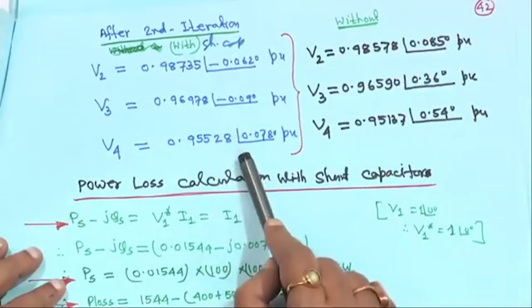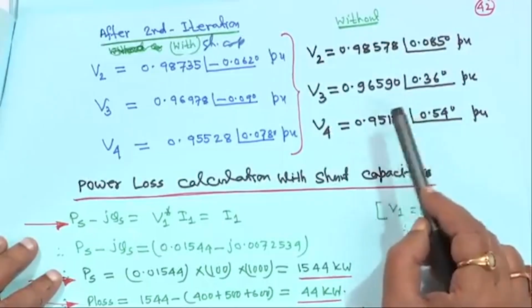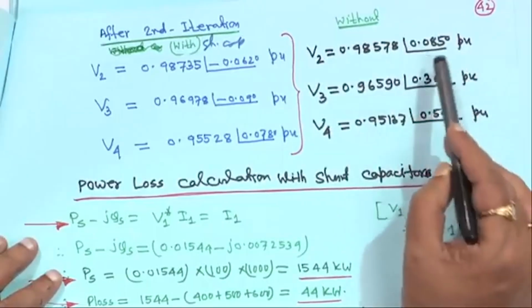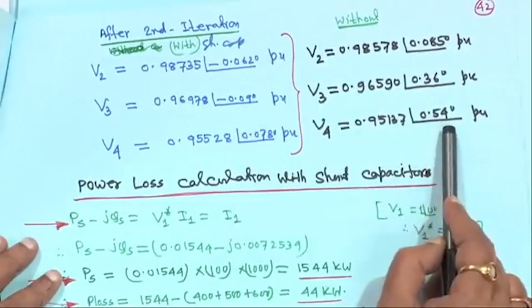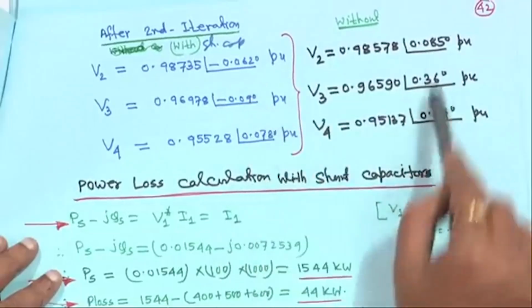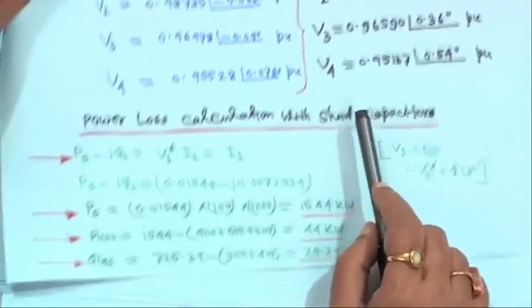So, everywhere the voltage has improved because of the capacitor, although not all the time it will happen. For this example this angle was leading, here it is lagging, here it is leading, here it is lagging, here it was leading, here also it is leading, but there is some change in the angle also. So, this is the voltage after the second iteration.